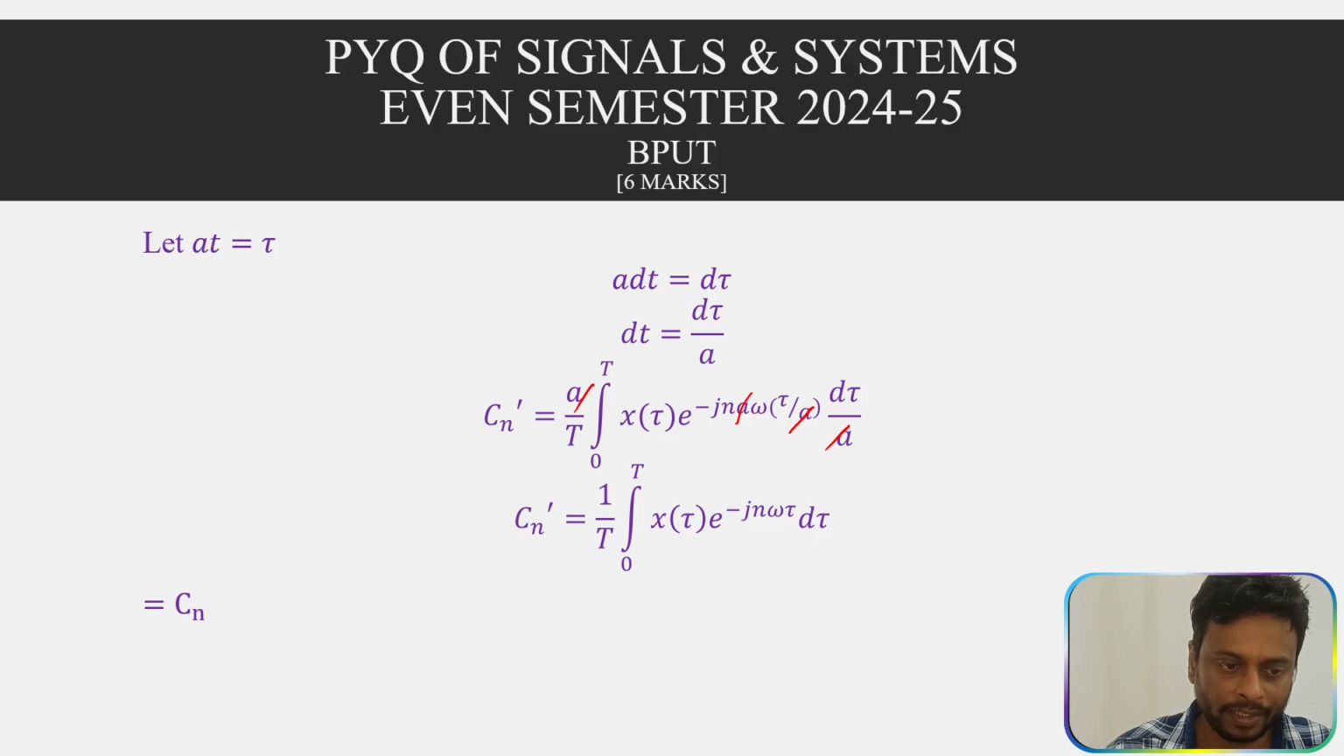The only difference is that in this case the time period is T by a, and the frequency is a into omega. So this property is known as the time scaling property.